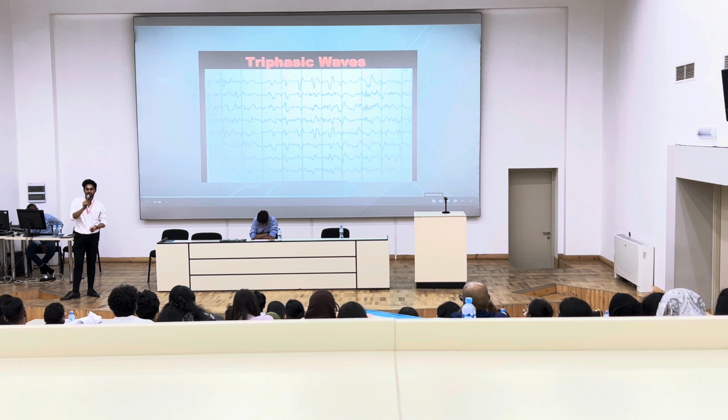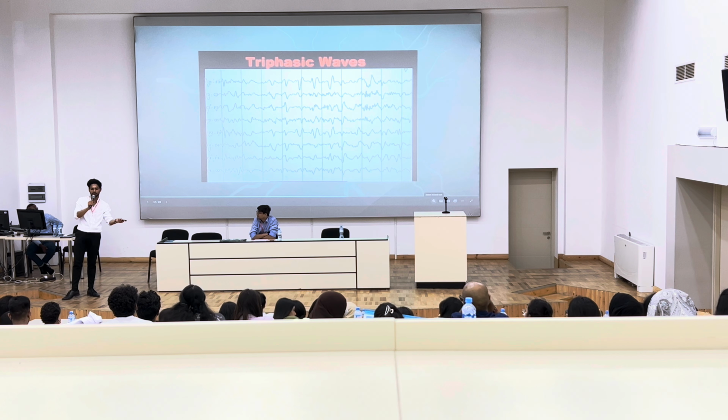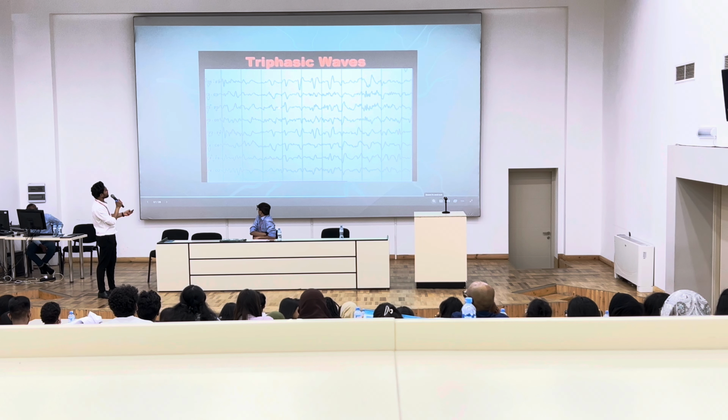A lot of people think EEGs are only for seizures, but you can also use EEG to diagnose encephalopathy, whether it's hepatic or uremic, any metabolic encephalopathy. You see these triphasic wave patterns on the EEG.